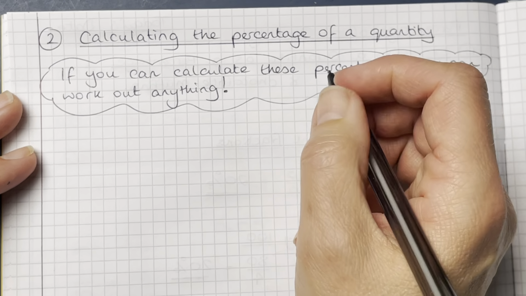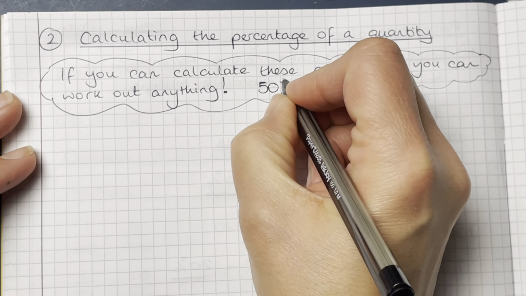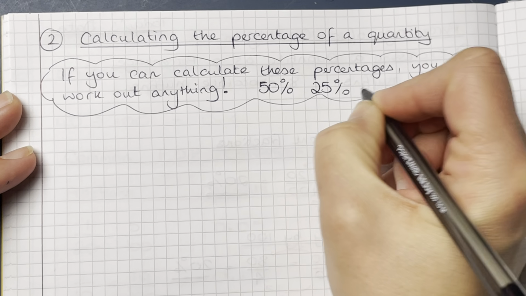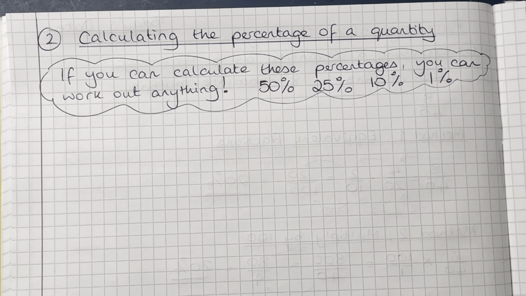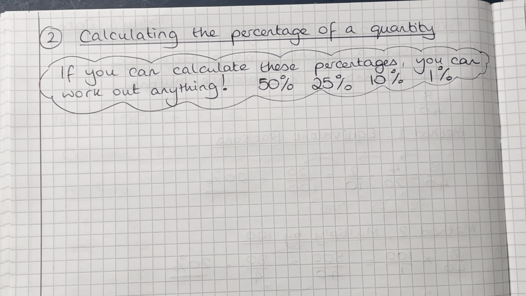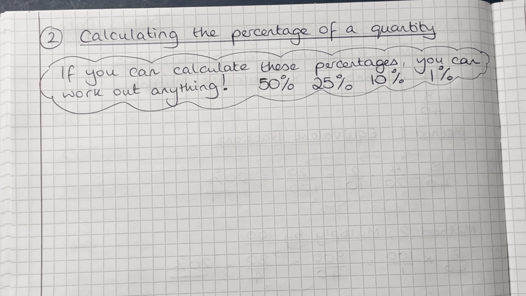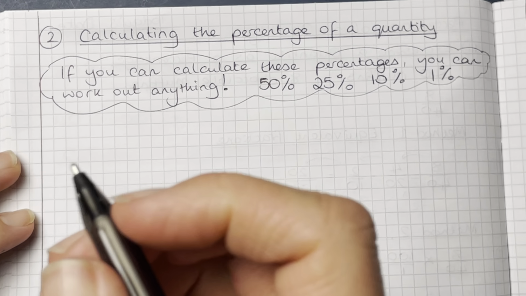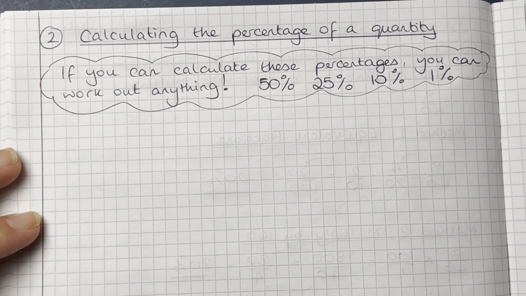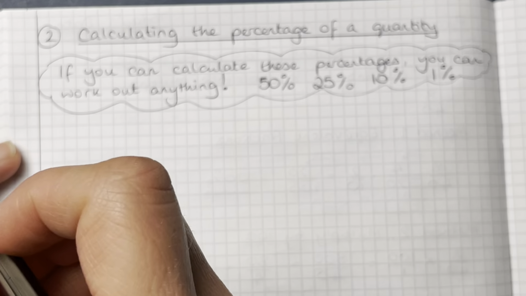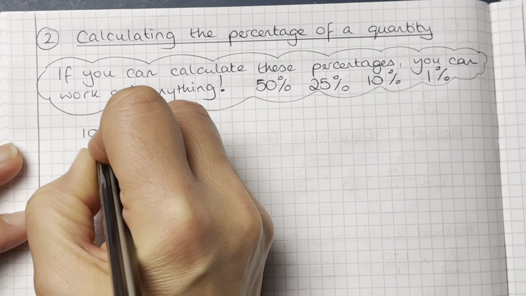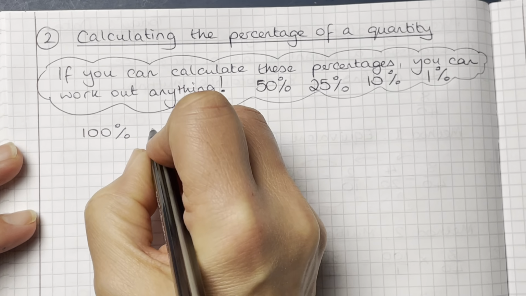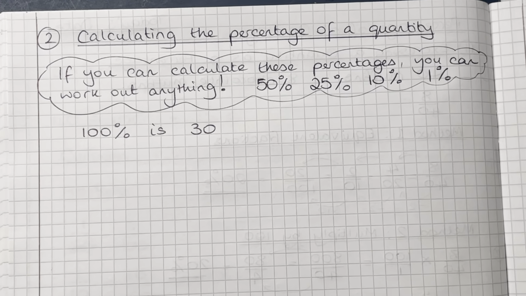And these are the ones that I want you to memorize, okay? How to work out 50%, 25%, 10%, and 1%. And the reason for those is if you can work out those, then you can build those up to create any other percentage that you need. So for example, let's say the number was 30. If the whole amount is 30, then my 100% is 30.